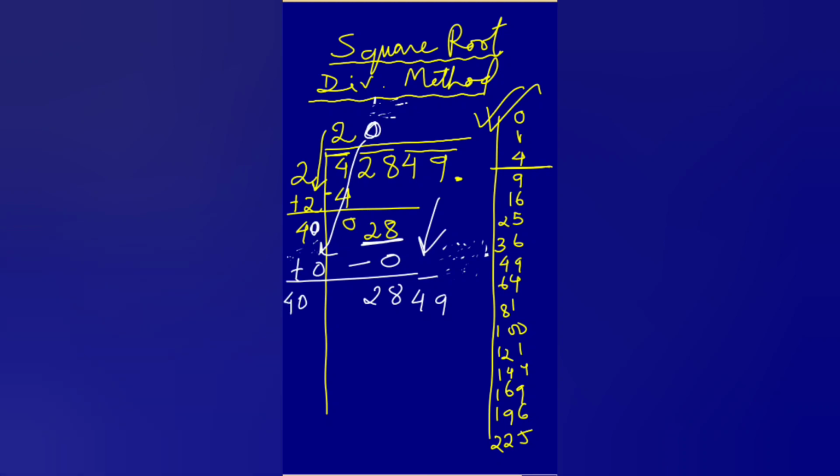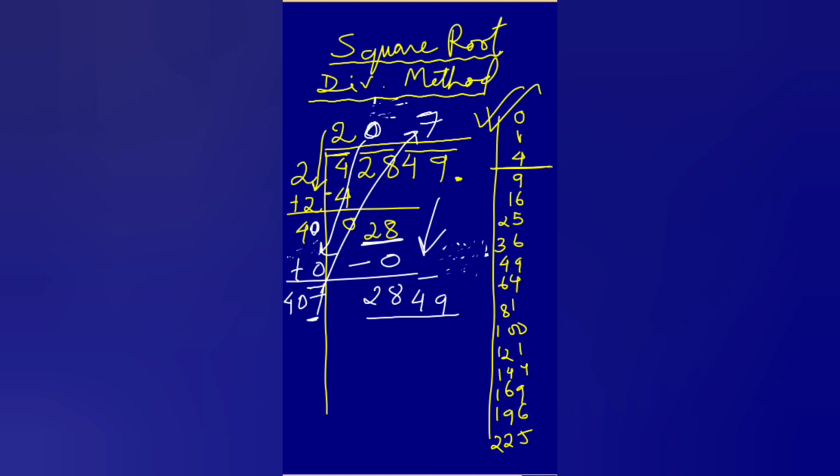What to do now? I have to think of a number here, and the same number I will put it here. What can it be? Can it be 7? Maybe. Can it be 3? 403 into 3 will not give you 2849. So I think it is 7.